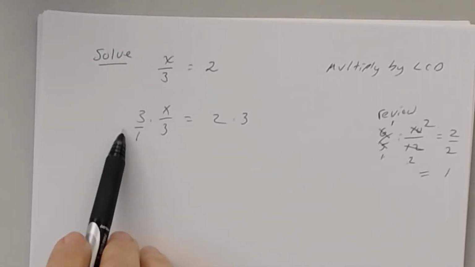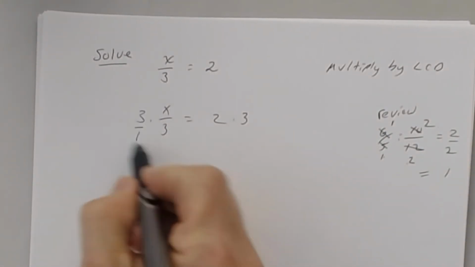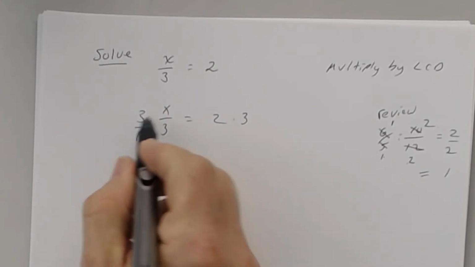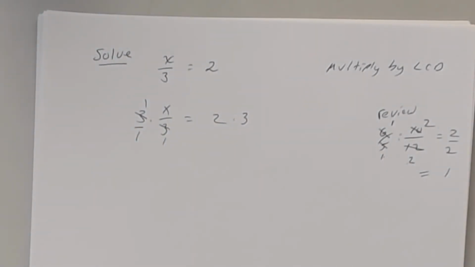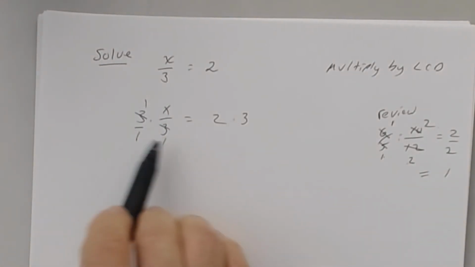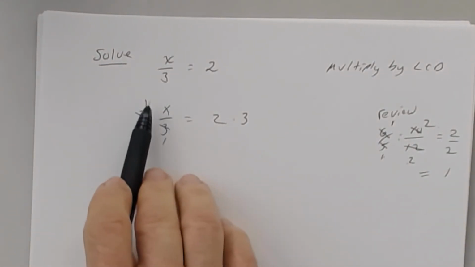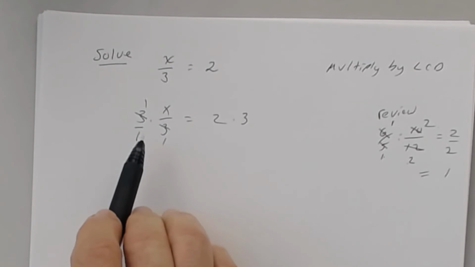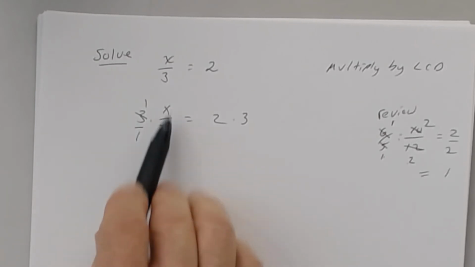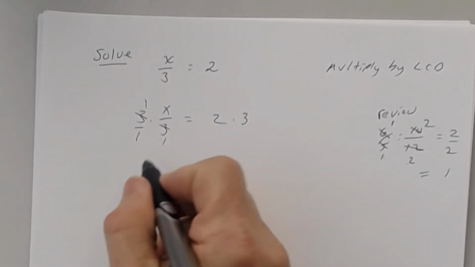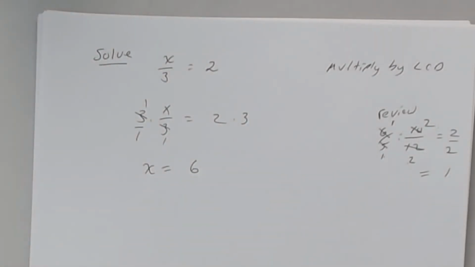That's what you're going to use here. What can I reduce over here? The 3. So 3 to 3 is 1. 3 to 3 is 1, right? And so once you reduce, then you multiply the numerators. What's 1 times x? X. And then multiply the denominators. What's 1 times 1? So that's just what? X. So x equals 6.